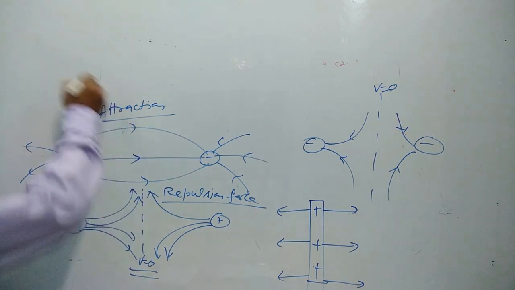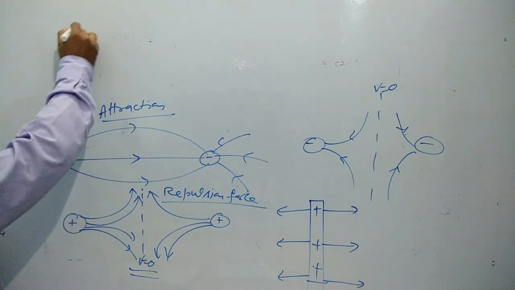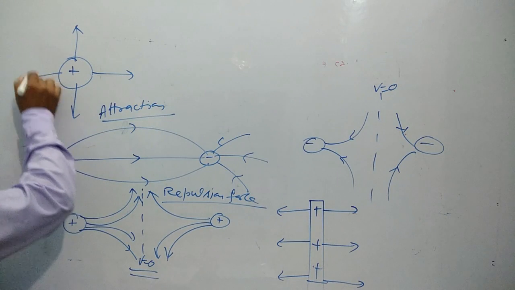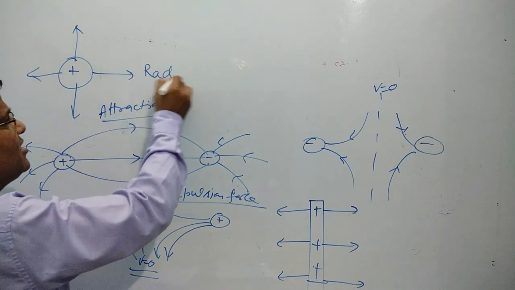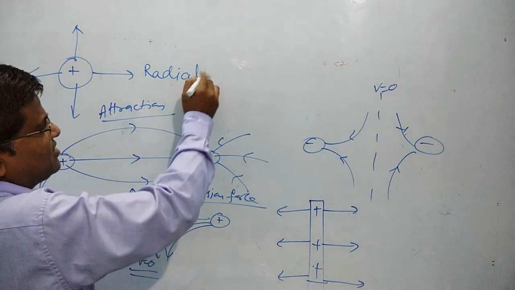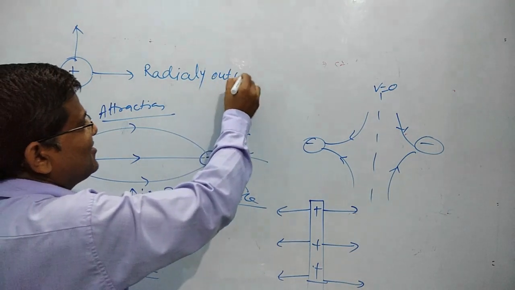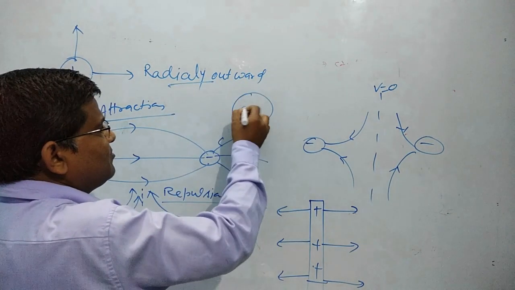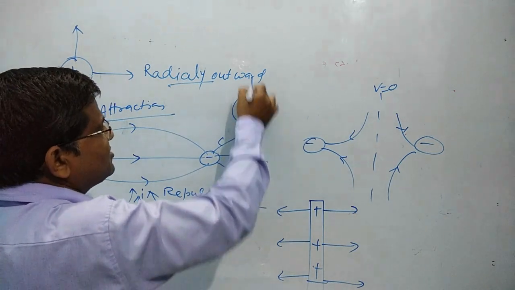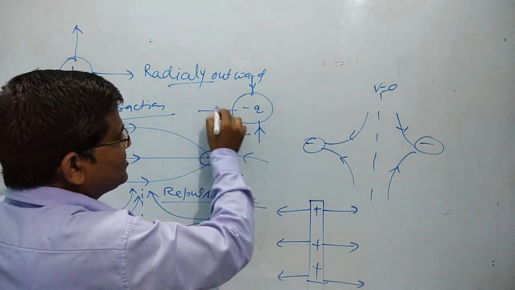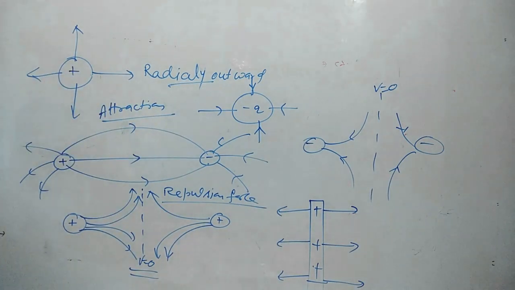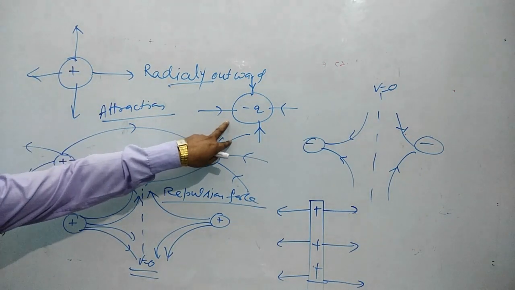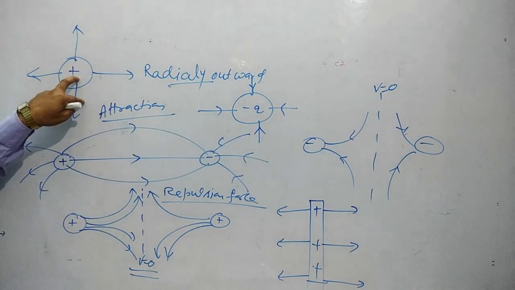This is the field due to a point charge, radially outward. This is called radially outward. Just think radially outward. For a minus charge, minus q, the field is radially inward. This is radially inward for an isolated negative charge, and radially outward for an isolated positive charge.